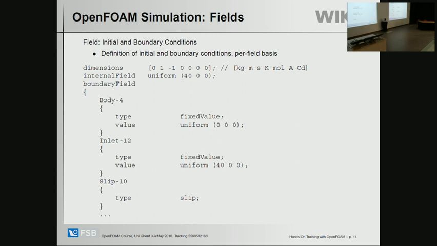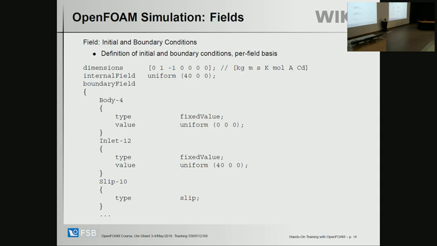When I write out the fields, I have the following entries. Dimensions: mass, length, time, temperature, molar concentration, electric current, luminous intensity. So what's this thing here? Meters per second, probably velocity. I have the internal field, which says uniform (40 0 0). What does that mean? It means that for all the cells of my internal field, the velocity will have an XYZ component of (40 0 0). The boundary field is a dictionary of dictionaries.